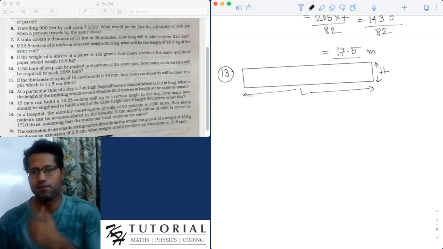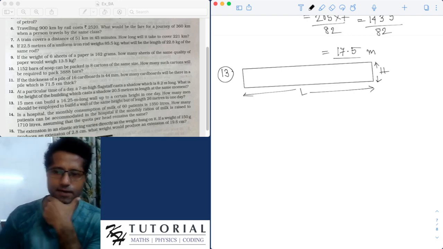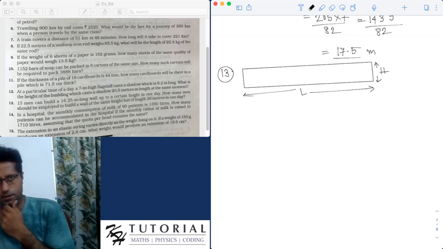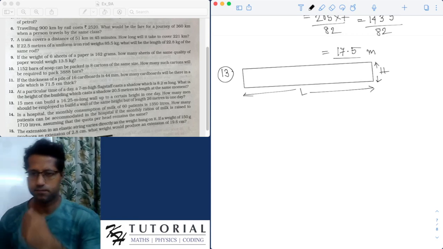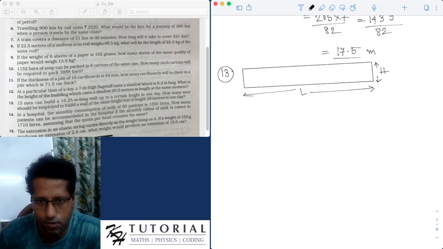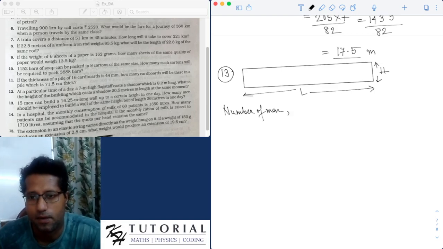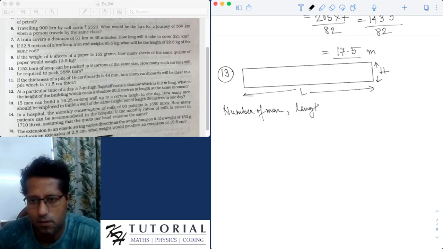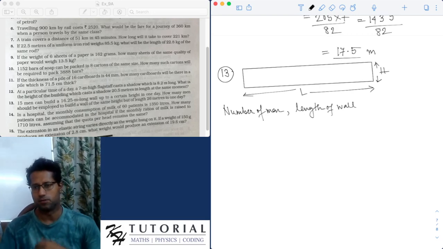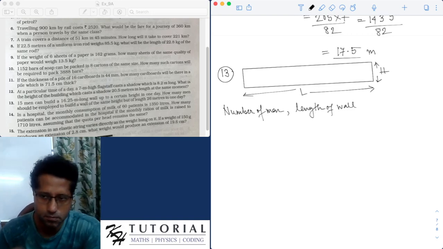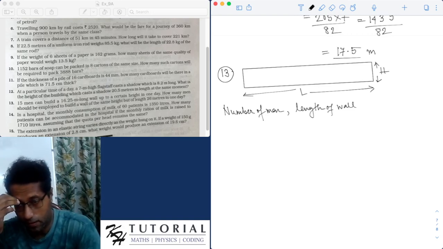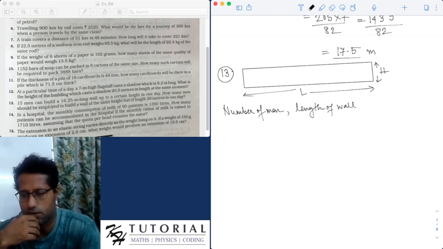So basically in this situation, since the height is fixed and the day, one day, is fixed, definitely we can say that for this problem, the number of men and the length of wall are in direct proportion. Since the height is fixed and also the number of days is fixed, in one day.